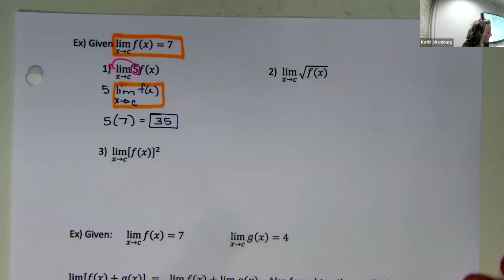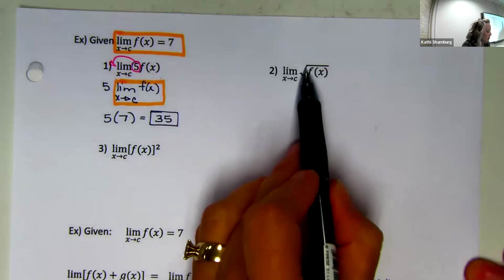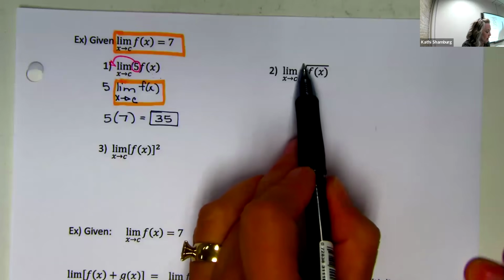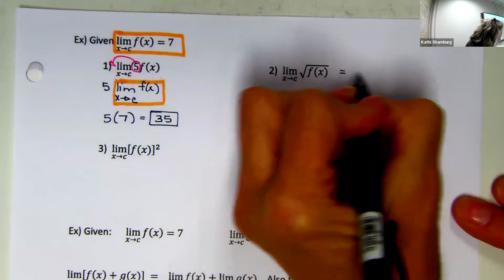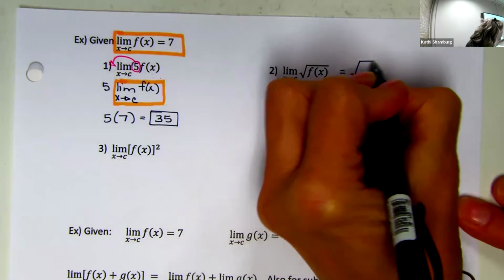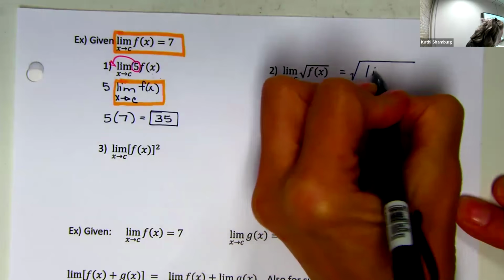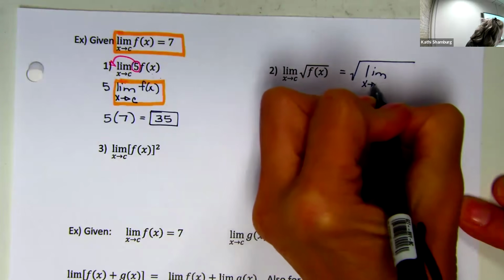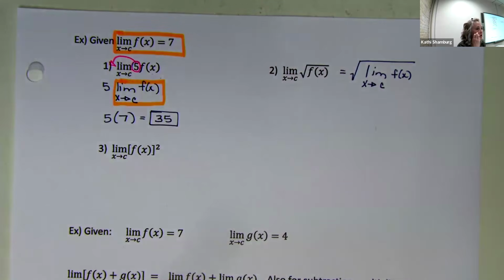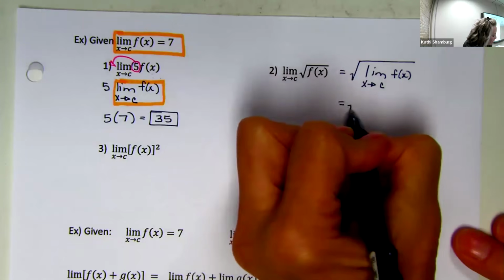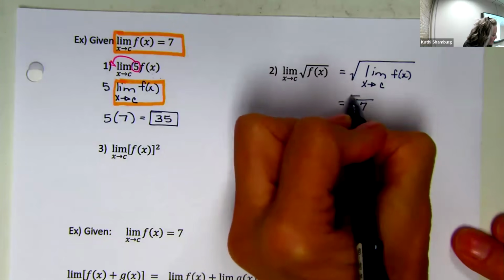Here, notice if we have a square root, or a radical, that is the same thing as taking the radical outside and having the limit as x approaches c of f at x. So you can move that radical out. So this would just be the square root of, they told me that limit was 7.